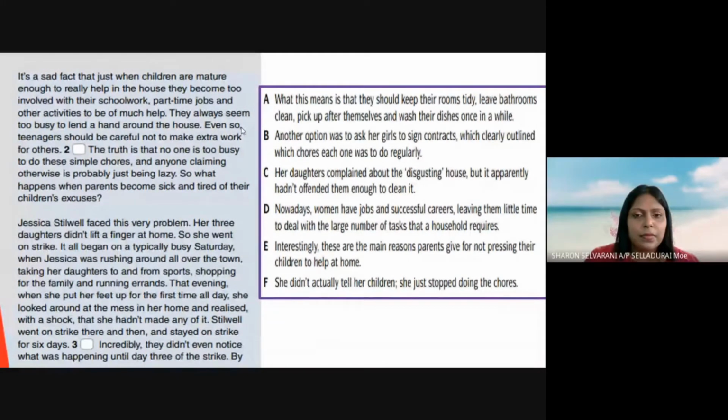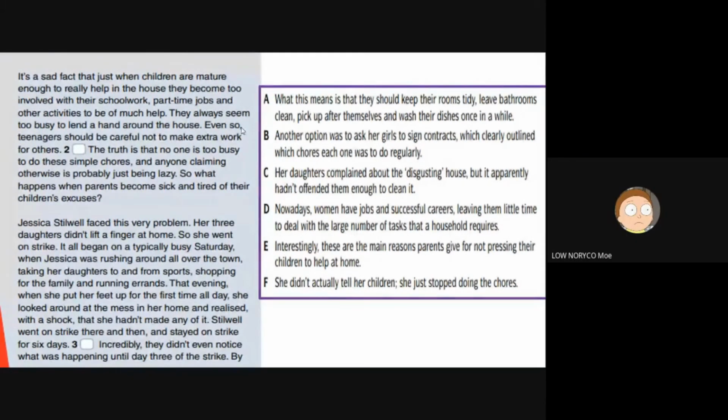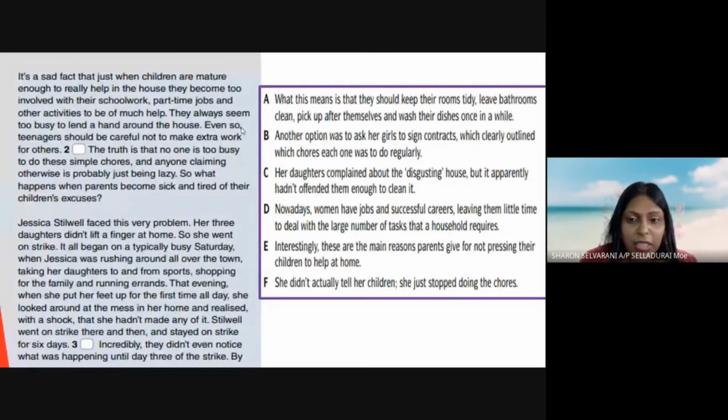A. Okay, are you all sure with this answer? Yeah. Okay, try to read. Try to see which one fits in. Okay, any other answers? E. D was earlier. E. Interestingly, these are the main reasons parents give for not pressing their children to help at home. Okay, let's check the answer.